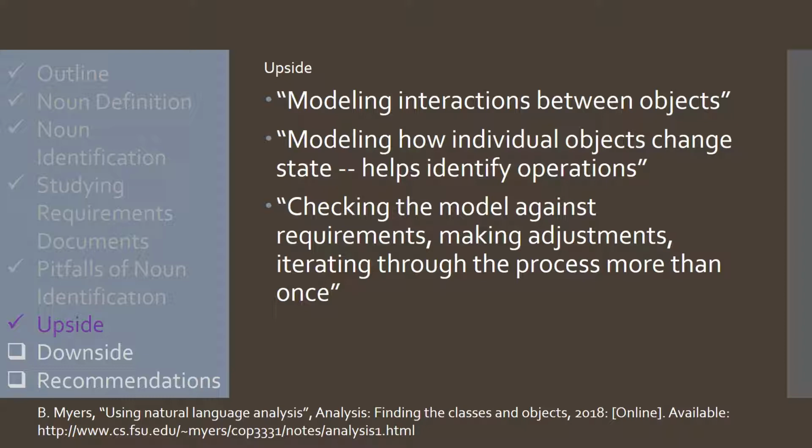Some final upsides: modeling interactions between objects. So we'll be able to model or diagram the relationships. Modeling how individual objects change state helps identify operations. So how we may consider here is transitions between the different models or objects as they change within the interface. Finally, checking the model against requirements, making adjustments, iterating through the process more than once.